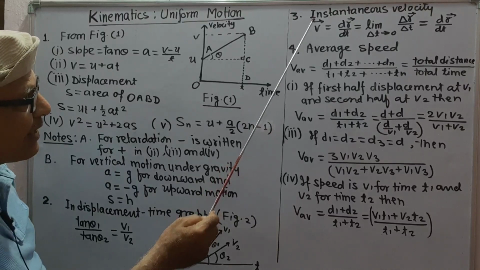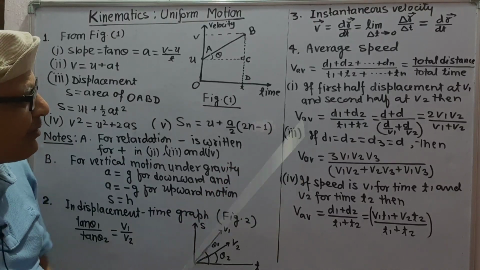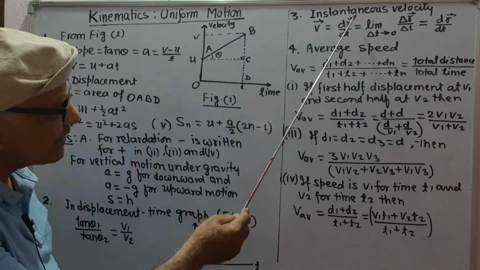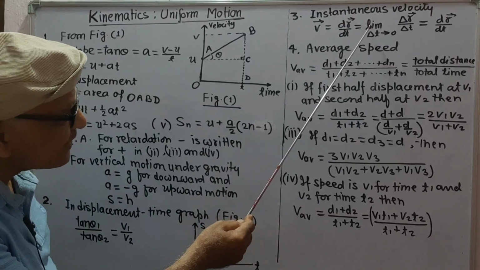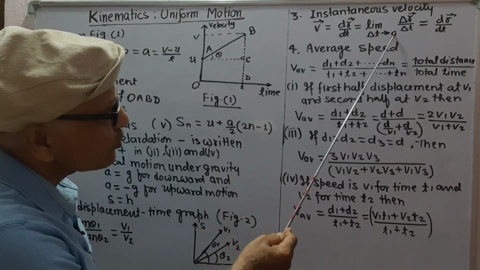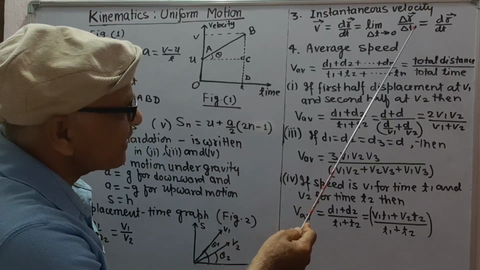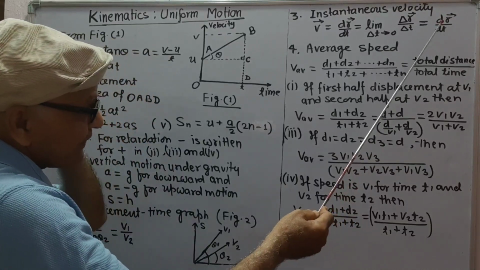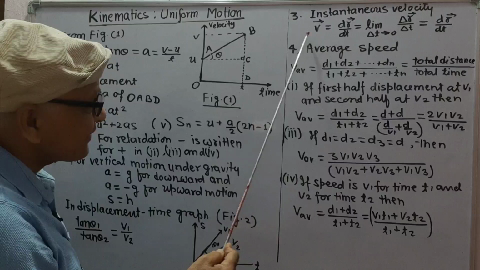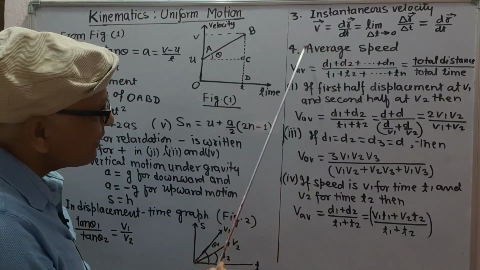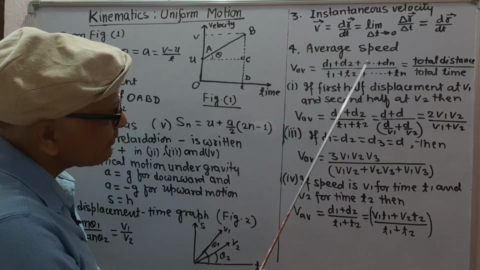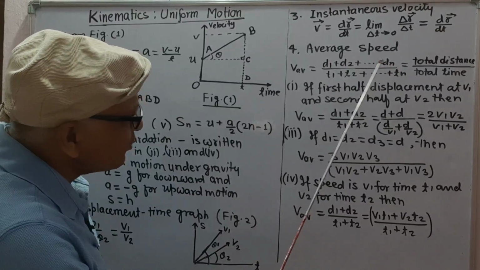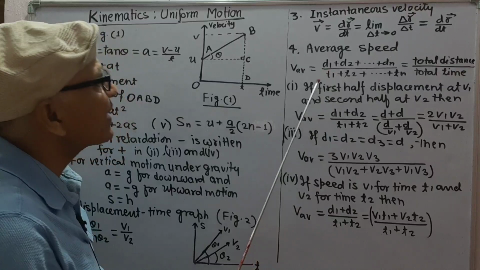Next, instantaneous velocity v vector is equal to the rate of change of displacement dr vector upon dt, which is limit delta t tending to 0 delta r vector upon delta t, which may be written as dr vector upon dt in terms of derivative. Next, average speed is given by total distance upon total time, and average velocity by total displacement upon total time.